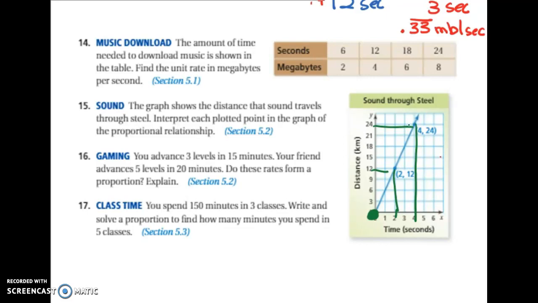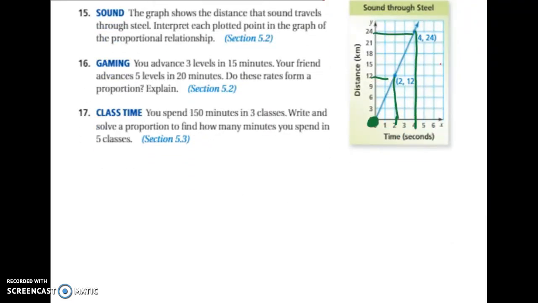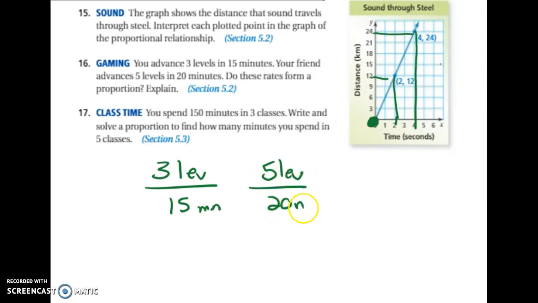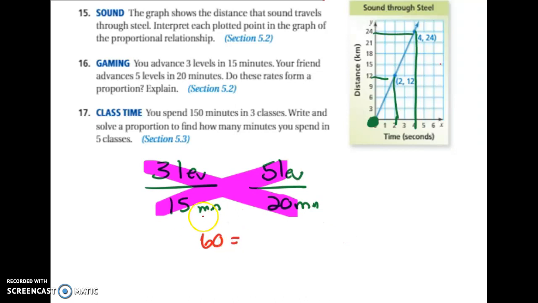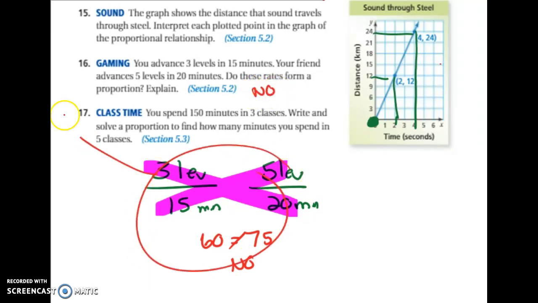16, it says you advance 3 levels in 15 minutes. Friend advances 5 and 20. Do these rates form a proportion? 3 levels, 15 minutes, 5 levels, 20 minutes, cross product, 60, 15 times 5, 30, 60, 75. 60 is not equal to 75, so no. No. And then just explaining would just be show your work over here.